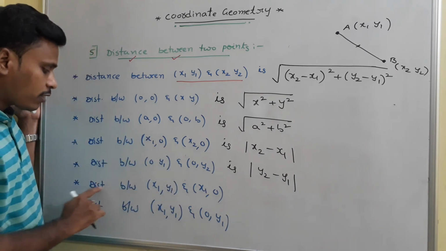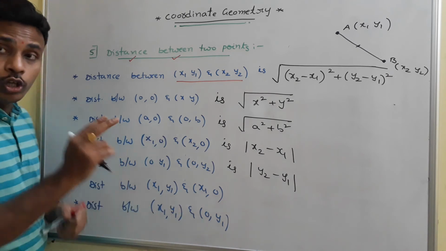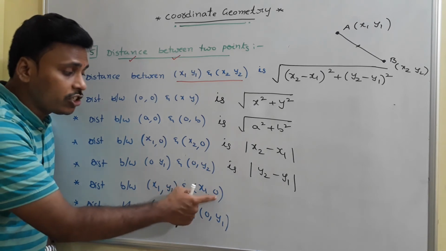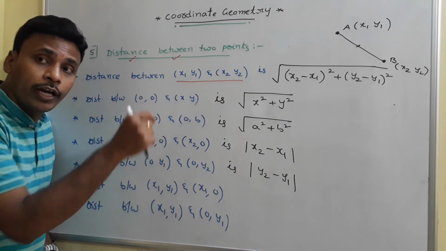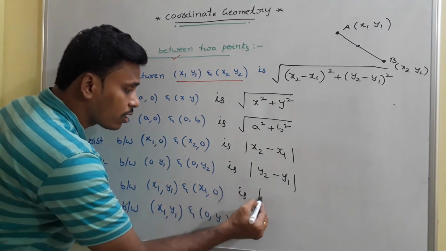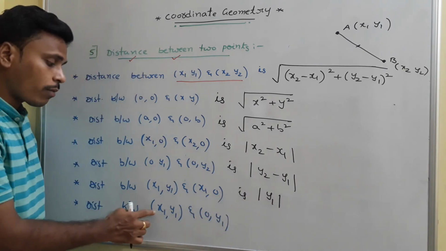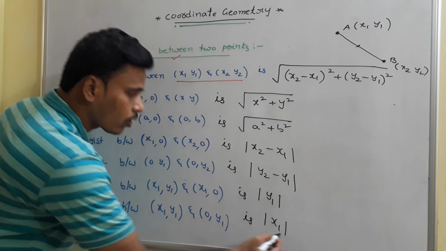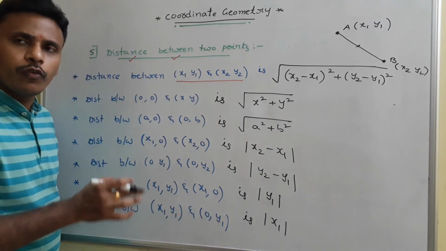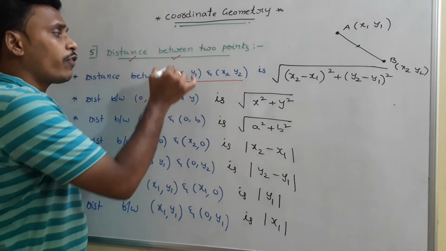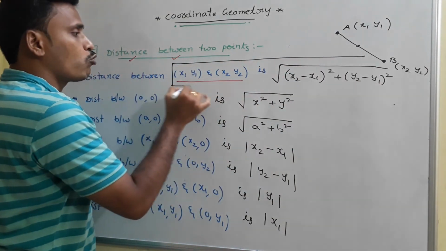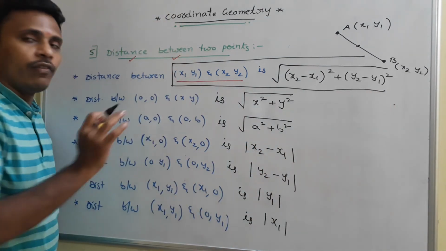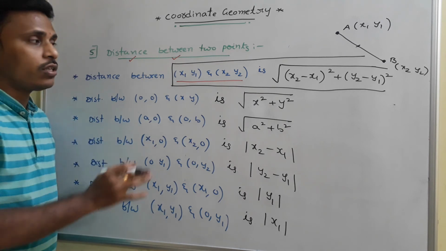Okay, and then the distance between x1 y1 and x1 0. Look there, x1 y1 is a point and x1 comma 0 is a point on the x-axis, right? So the distance from a point to the x-axis, as I mentioned to you, is modulus of y1, and the distance between x1 y1 and 0 y1 is simply modulus of x1. Okay, you just try to memorize all these things. If you feel any confusion or difficulty, memorize the first one, the distance between 2 points, as root of x2 minus x1 whole square plus y2 minus y1 whole square, and then you just try to calculate everything using that formula itself. Okay, so distance between 2 points.